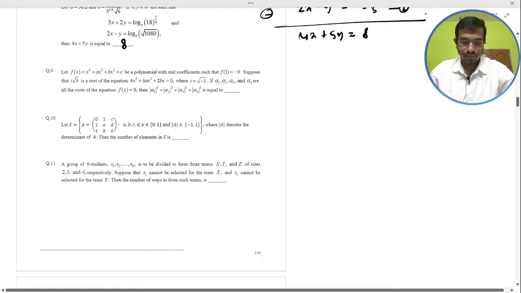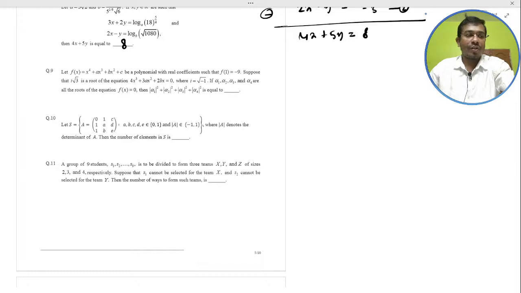Let f(x) be a polynomial x^4 + ax^3 + bx^2 + c with real coefficients such that f(1) = -9. Suppose that 2i is a root of the equation 4x^3 + 3x^2 + 2x + a = 0. The question is long, JEE Advanced question is long, but the answer is short. If α1, α2, α3, α4 are all the roots of the equation f(x) = 0, then find |α1|² + |α2|² + |α3|² + |α4|².